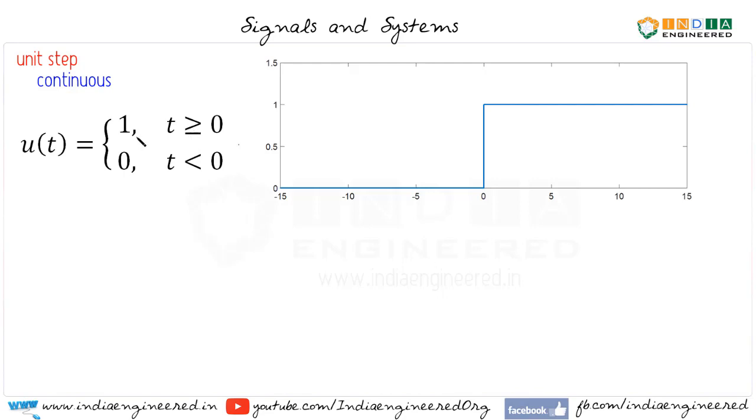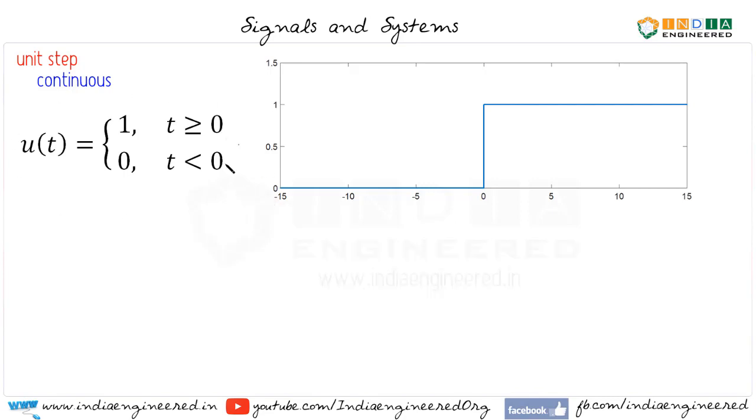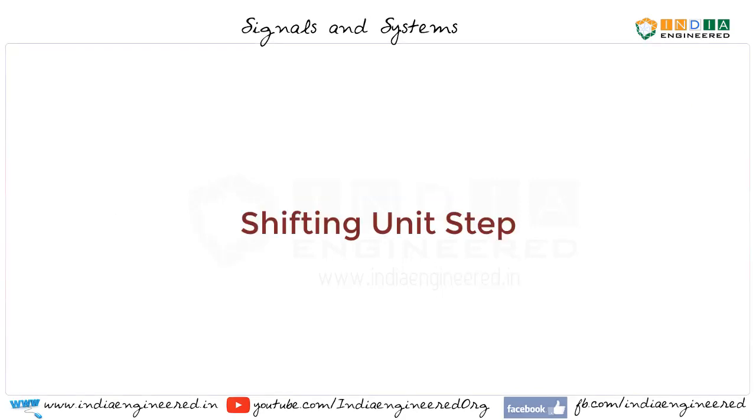But in most of the textbooks, I have seen this definition of unit step signal. That is, its value is 1 for t greater than 0 and at t equal to 0 also. This definition is followed by Mr. Simon Haykin also. So you do not need to worry about this. Now we can use this signal to create many different signals. Let's see some popular examples.